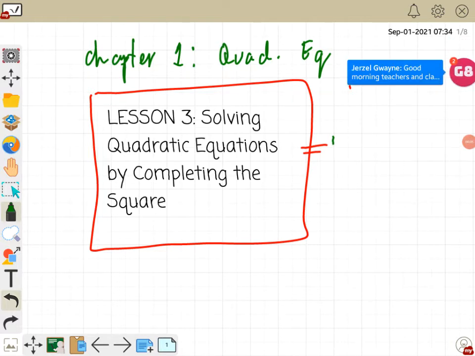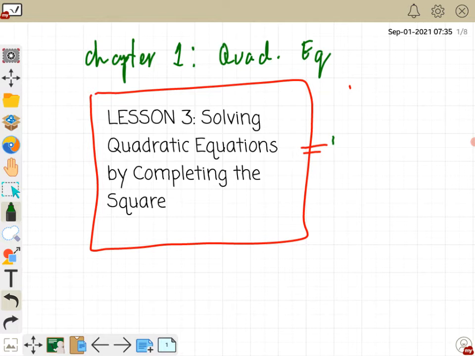So welcome to our chapter 1 quadratic equation, and we are now on our lesson 3 for chapter 1 quadratic equation. So lesson 3 talks about solving quadratic equations by completing the square.